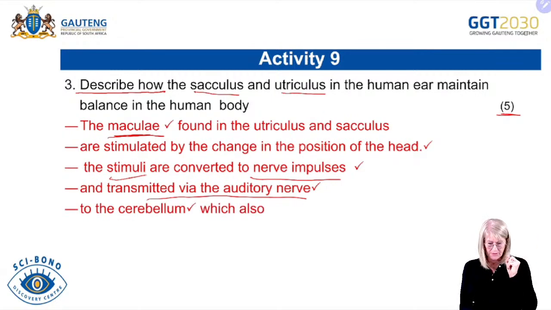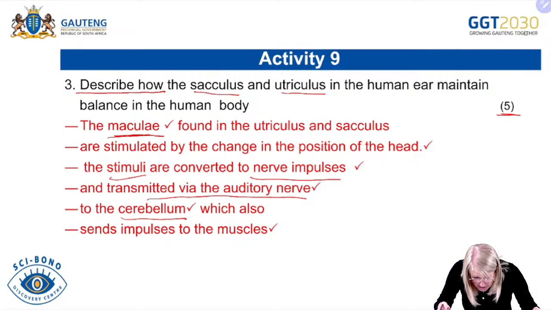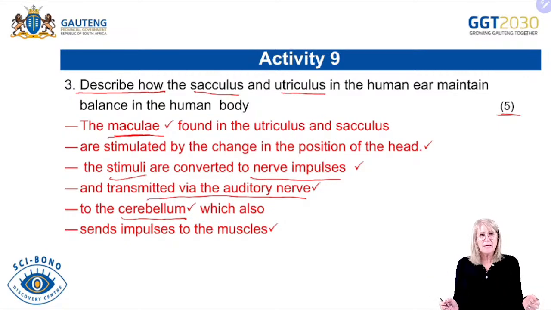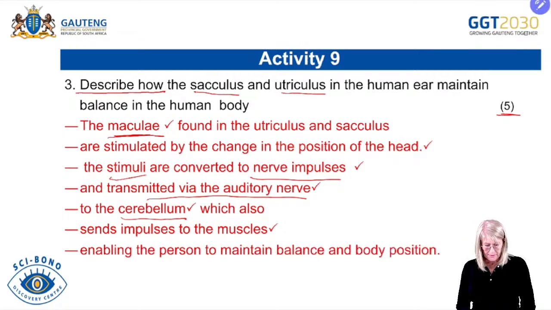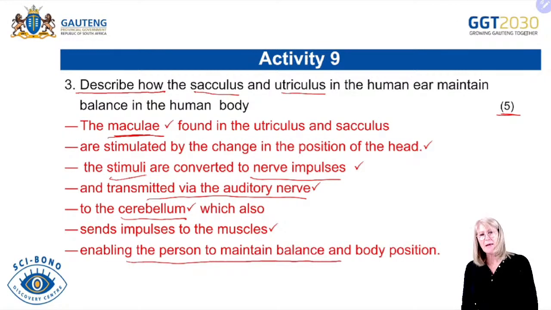So it goes to the cerebellum, which then also sends an impulse to our muscles so that my body stays in position and I don't keep falling forward, but I can move my head and maintain my balance. So that sends an impulse to the muscles, and that enables the person to maintain balance and body position.